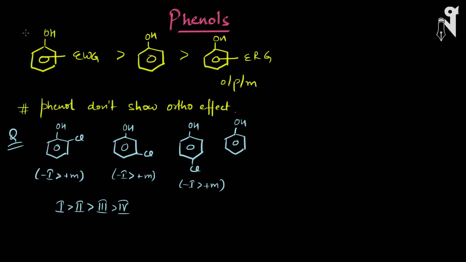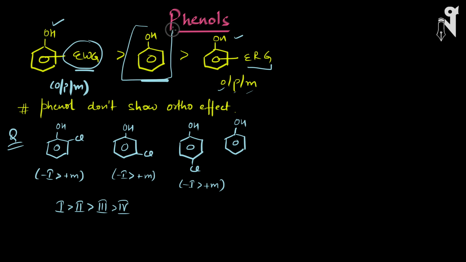Now we can have three types of phenols. One is only phenol, one where phenol has an electron withdrawing group present on the ortho, para or meta position, and we can have OH with an ERG, electron releasing group, present on ortho, para and meta. If it is an electron withdrawing group, it will increase the acidic strength of phenol. If it is an electron releasing group, it will decrease the acidic strength of phenol, and that's why the normal phenol will come in the center. So the electron withdrawing group substituted phenol is most acidic irrespective of whether it is ortho, para or meta. Then your normal phenol, and then your phenol with the electron releasing group.